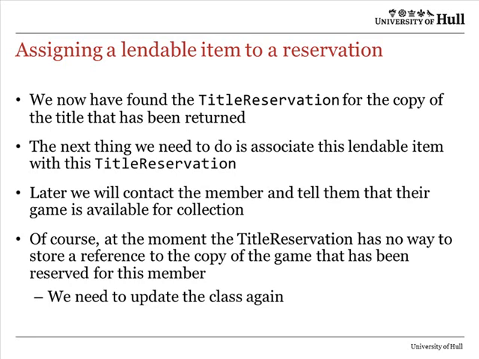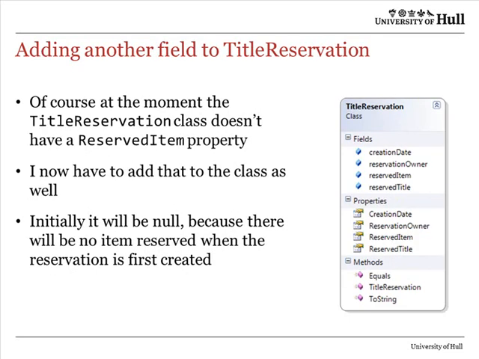So when Rob comes in and says, hey up, I've come for my copy of Halo Reach, the system can go, okay, here it is, and hand you it off the shelf. Okay, snag is, of course, my class doesn't have that in at the moment, so here we go again. I have to add another property to my title reservation class, which is the physical copy, the item that has now been reserved.